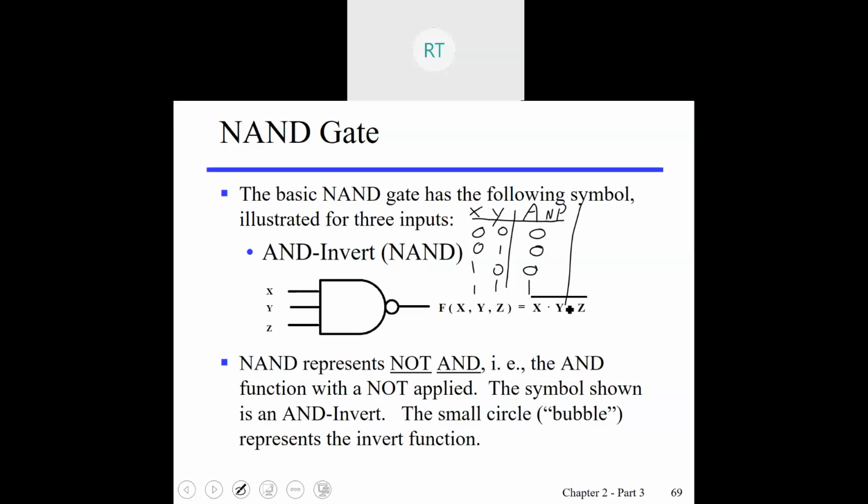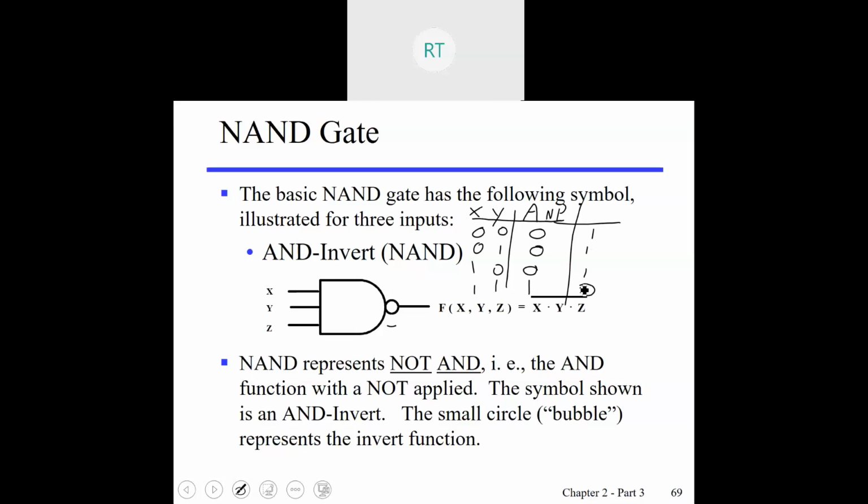Okay, what about the NAND gate? It is an AND with an inverter. This is why we put a bubble here. It is an AND with an inverter. Okay, invert the AND. It's going to give you 1, 1, 1, 0. You got the idea?